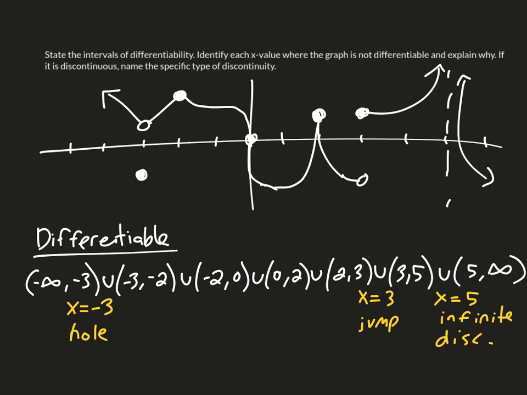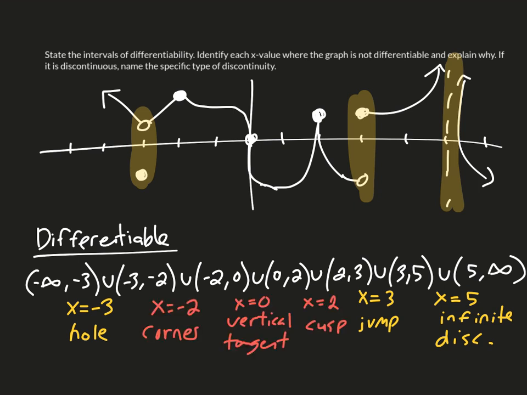Okay, so first of all, I have my discontinuities. My discontinuities at -3 for that hole, +3 for the jump, and +5 for the infinite discontinuity. That's old information. We did that in the continuity unit. We're just saying now that if it's not continuous, it's also not differentiable. So we include those in the interval, but now we got the new information.